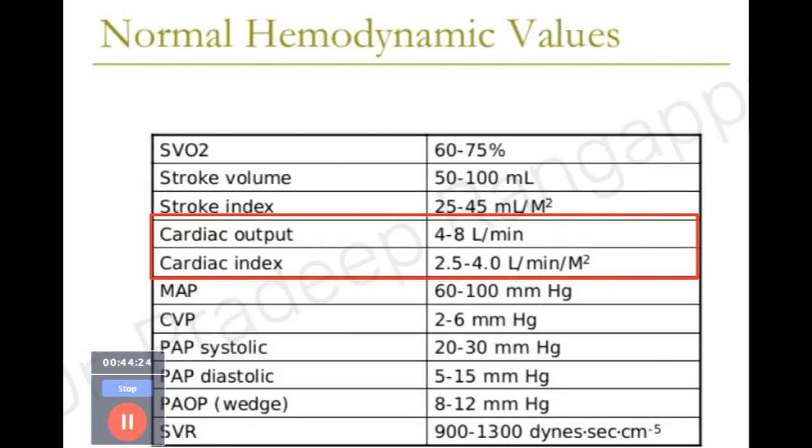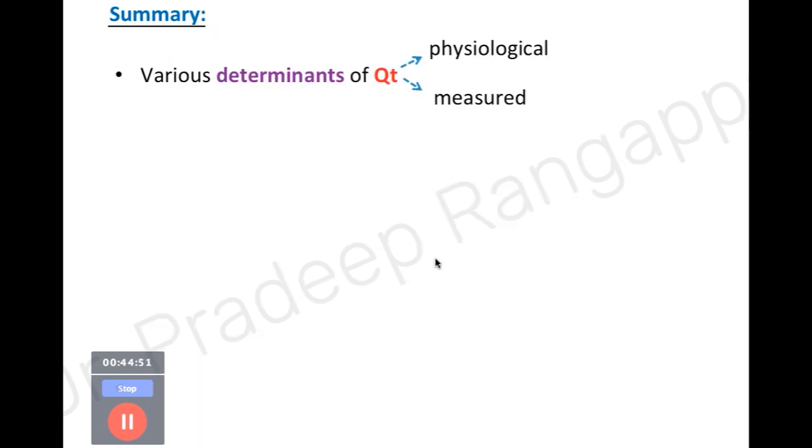Okay, so the normal hemodynamic variables, which I think all of you should know, are mainly cardiac output. Keep in mind 4 to 8 liters per minute is what you would consider normal, and cardiac index is 2.5 to 4 liters per minute per square meter. And these are all the other normal indices that one needs to keep in mind. But I think if you remember cardiac output and cardiac index as a reference, it should be good enough. So in summary, there are various determinants of cardiac output.